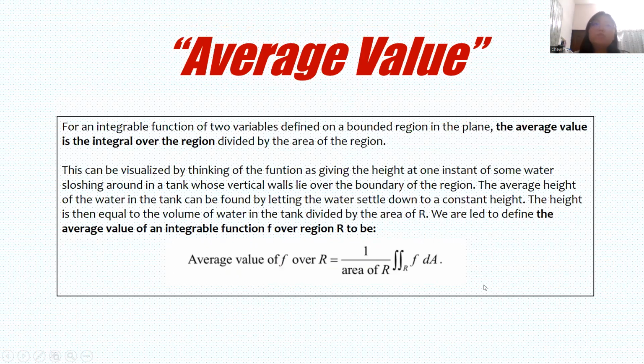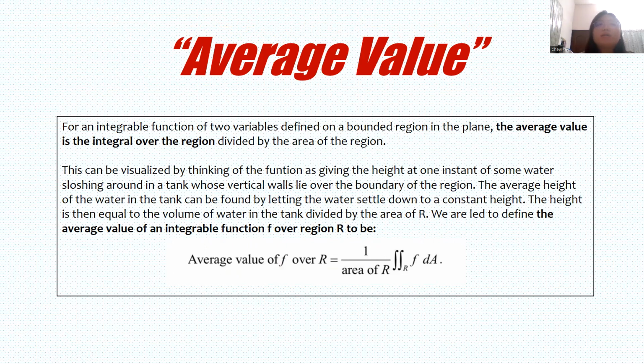Next, I will talk about average value. For an integrable function of two variables defined on a bounded region in the plane, the average value is the integral over the region divided by the area of the region. This can be visualized by thinking of the function as giving the height at one instant of some water sloshing around in a tank whose vertical walls lie over the boundary of the region.